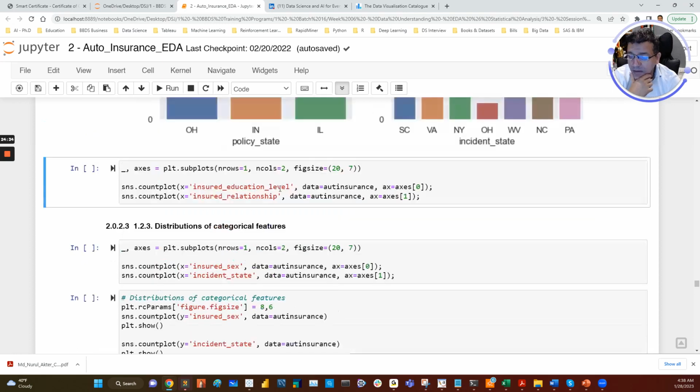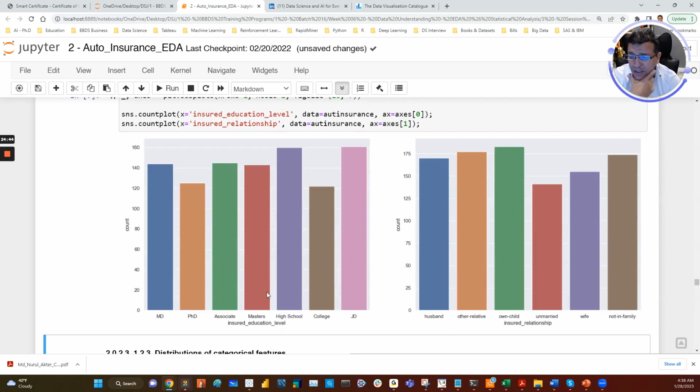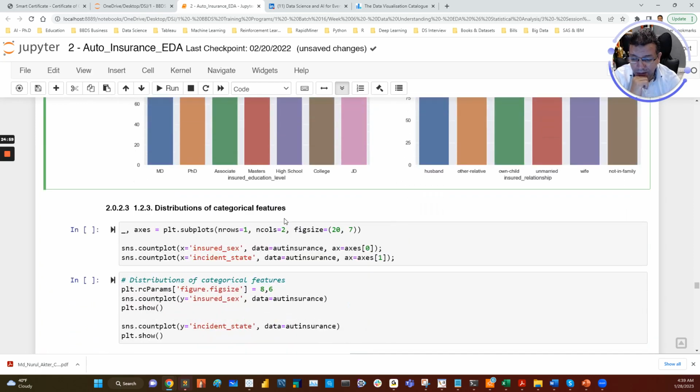Okay, now let's compare the educational level and relation. Yeah, I don't see anything that is worth investigating further. But again, your job is to keep trying. You could switch, just play with the values and see if you can find anything that is meaningful.